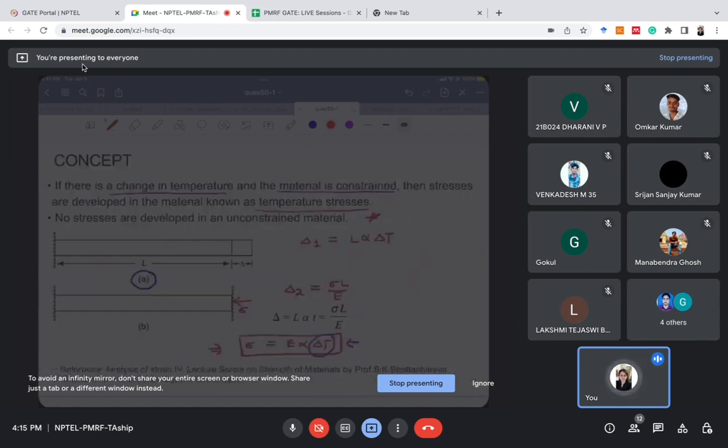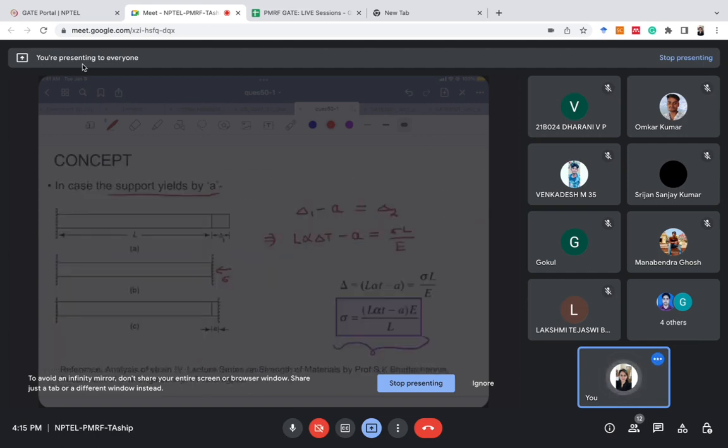So you should now note down these formulas: the stress is E alpha delta T, and the stress in case of support yield. In this question there was no support yield, but maybe next year or the year after, you'll get some question in which there will be a support yield as well. So in a practice problem, I've included a problem related to support yield.